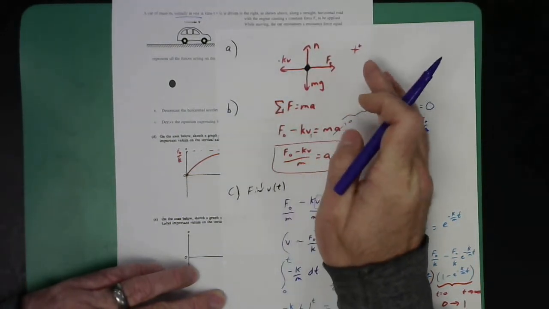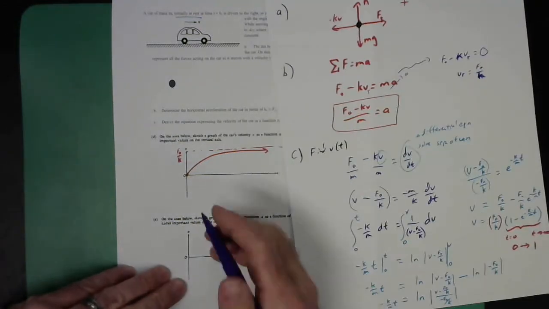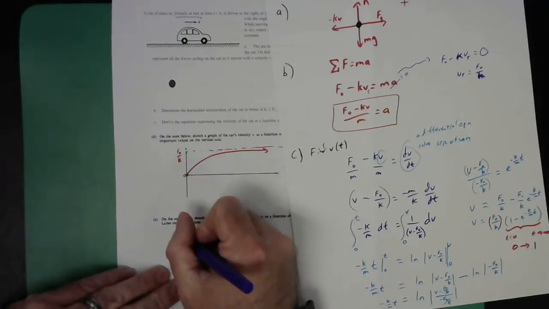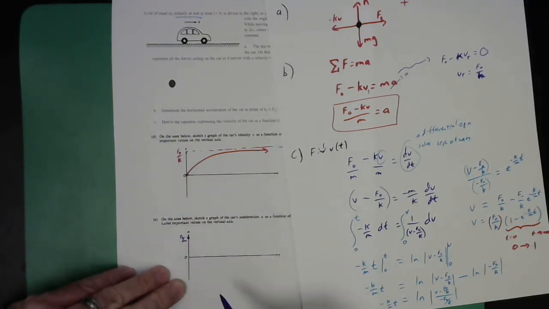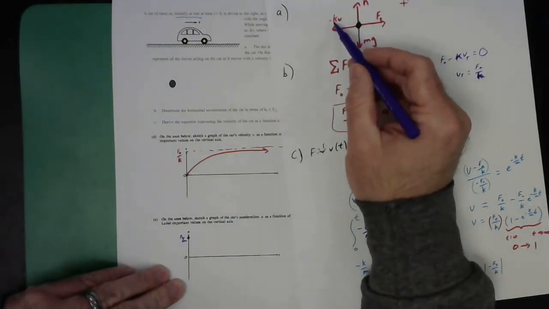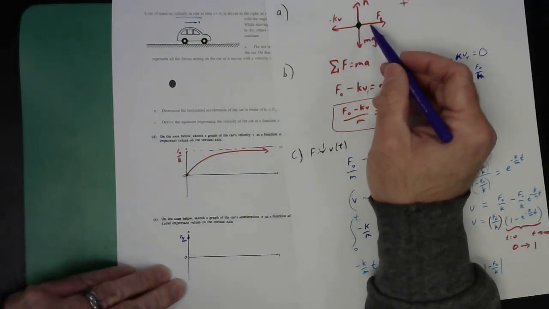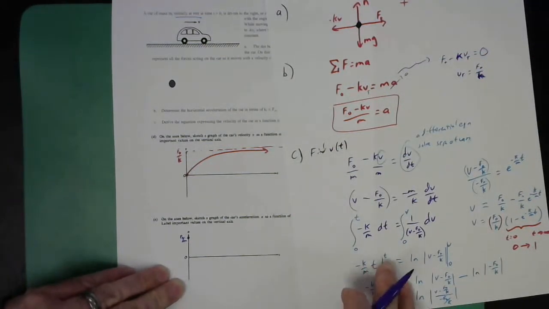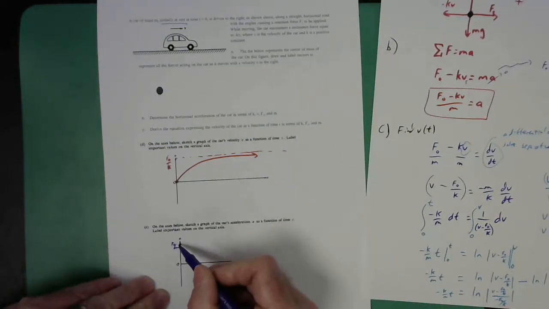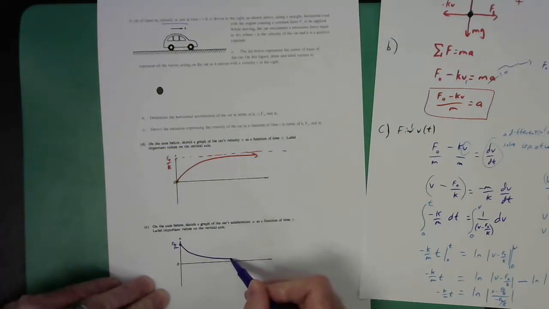F naught is the total force. F divided by M would be my acceleration. So I'm going to start with a positive acceleration. I'll start way up here. This will be F naught over M, my starting value. As time goes on, I get faster. This is going to be subtracting more and more off from that, and so my total force is going to be approaching 0. So my acceleration is going to be approaching 0. So it will be decreasing, and eventually, as that force balances out, my acceleration approaches 0.